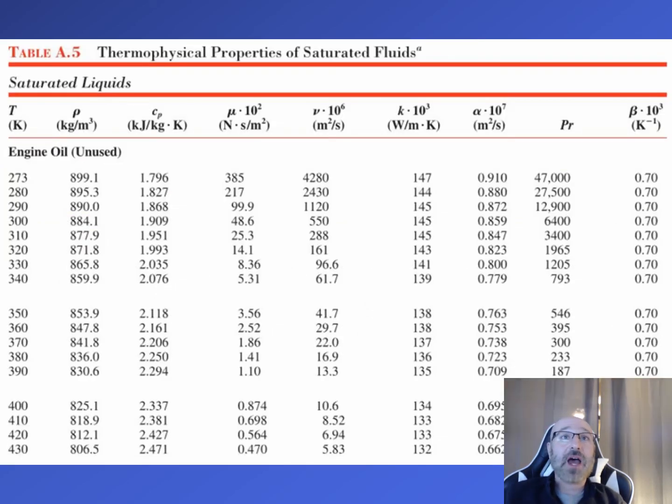Move on to A5. This is for saturated fluids. And again, take a look: temperature, density, specific heat, all across there. This one is specifically for engine oil. But again, this is just one small section of table A5. So make sure you're looking up everything that you need, what temperature you're dealing with it at, and what the material is. Then from that, you can back out all these properties right from the charts.